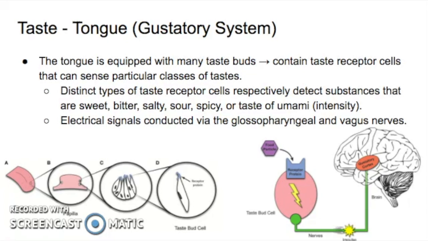Next, we're moving on to taste and the gustatory system. The tongue is equipped with many taste buds, which contain taste receptor proteins that can taste particular classes of tastes when they come in contact with your food molecules. Now, there are distinct types of taste receptors that detect different types of tastes. These include sweet, bitter, salty, sour, spicy, and umami. And the electrical signals conducted via the glossopharyngeal and vagus nerves go into the brain and into the gustatory cortex.